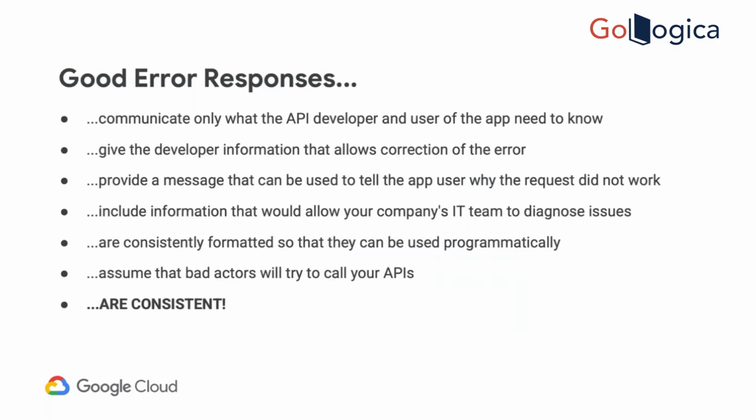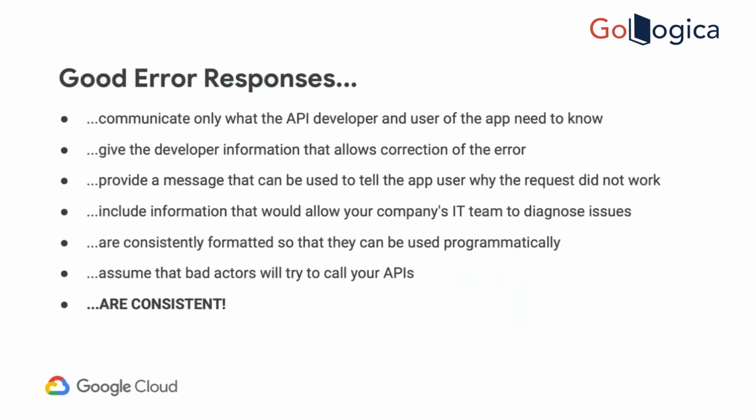So we should provide a message that tells the app user why the request did not work. And especially in the case of 500s and server errors, we should include information that will allow our IT team or support team to debug and diagnose the issues. And we have to make sure that the errors are consistently formatted, so that they can be used programmatically, obviously.